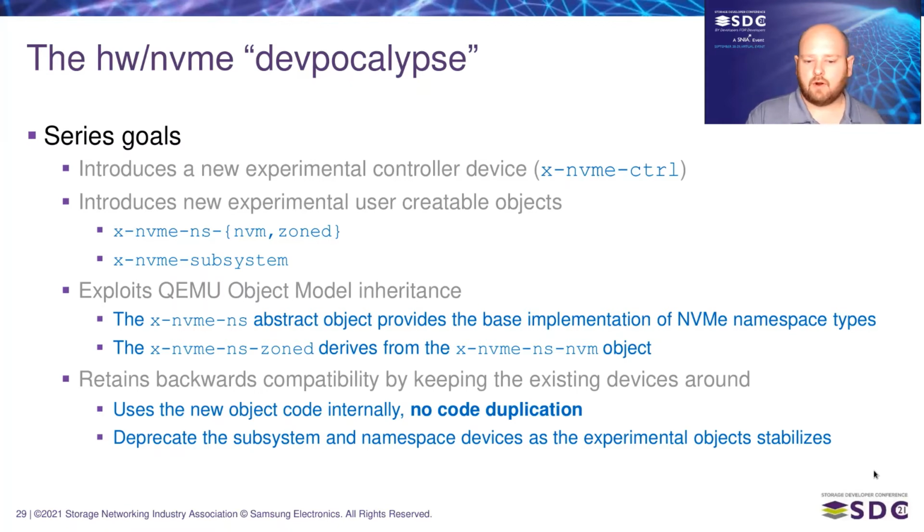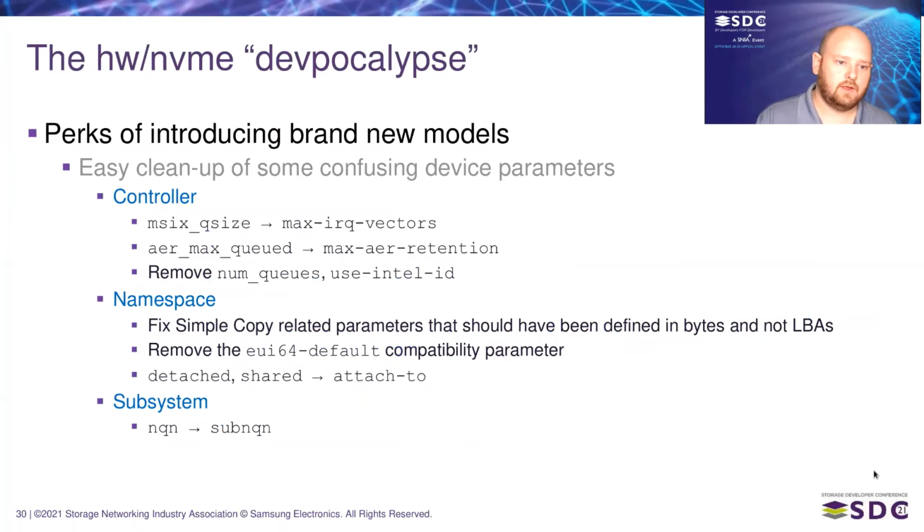And we're keeping backward compatibility completely because we're reusing the same new object code for the devices. So of course, when this stabilizes, the goal is to deprecate the old devices. So there are some perks for this, that we can remove some of the deprecated functionality, which should have been deprecated long ago, and we can also fix some parameters that were defined in the wrong way and stuff like that.